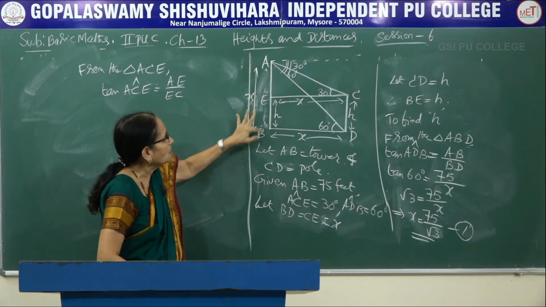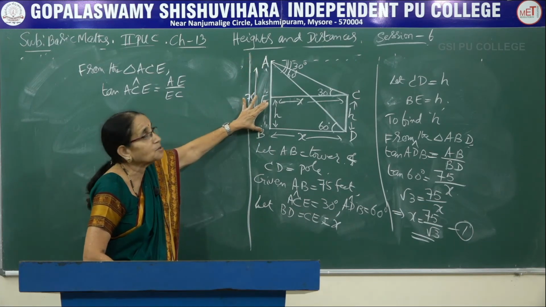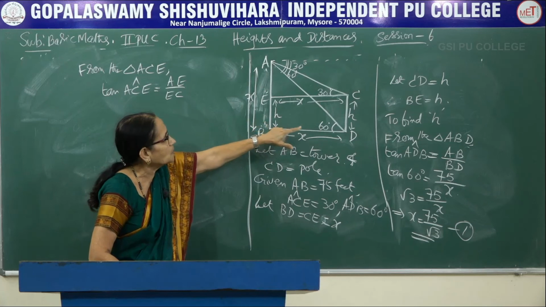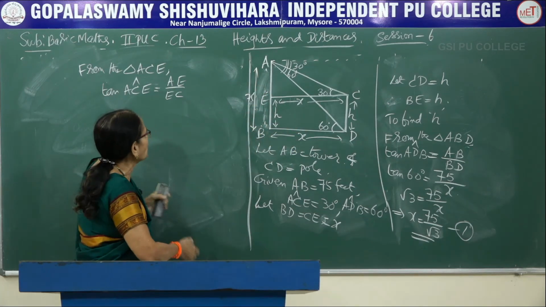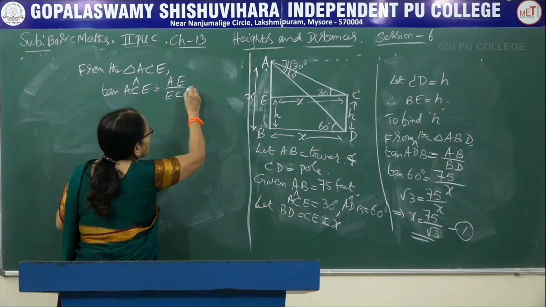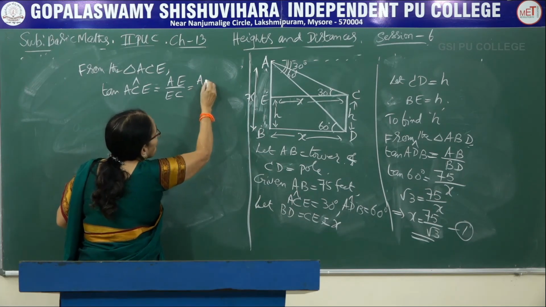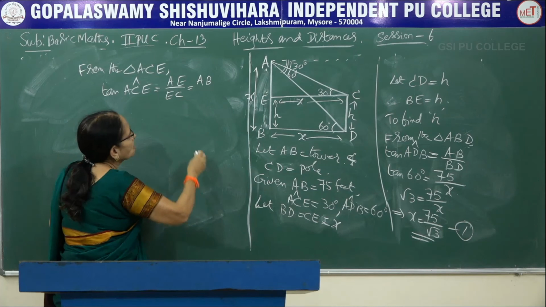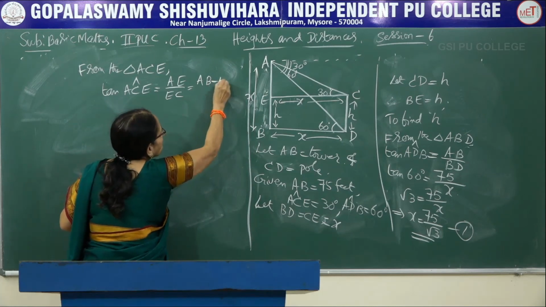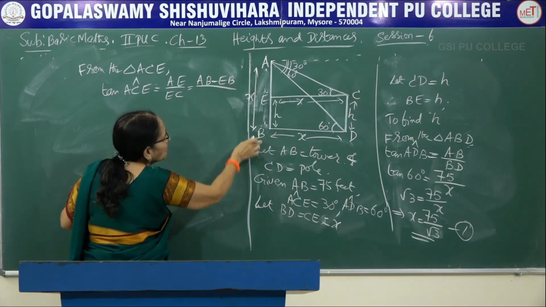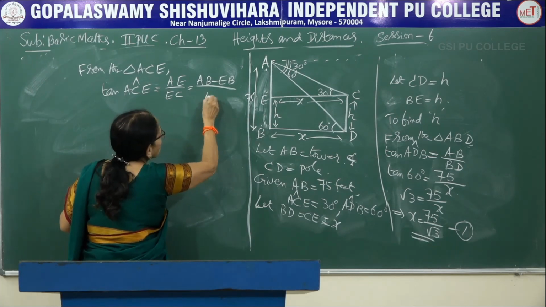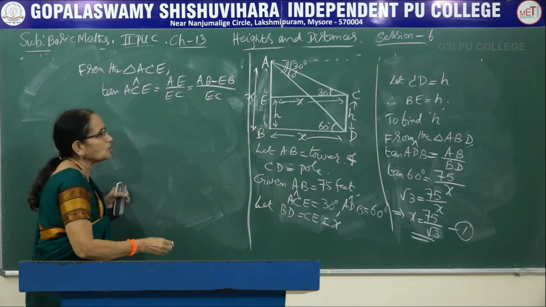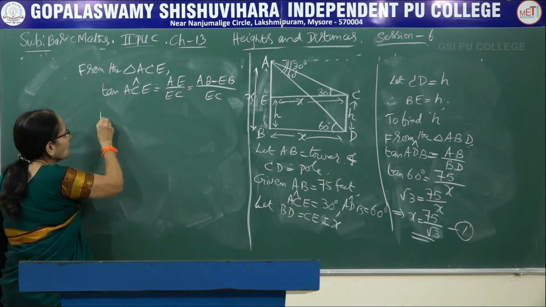Now you can see that it is AB minus BE, because BE we have denoted as H. The total distance AB is given to be 75. So let me split and write that one. It is AB minus EB, and EC you can write as EC only, because that has been denoted as X.